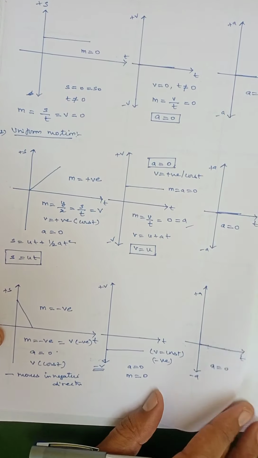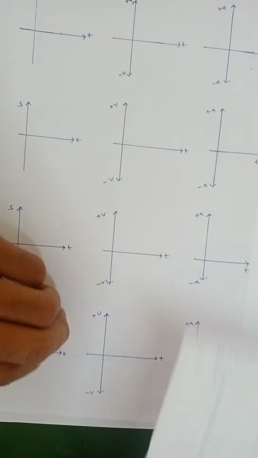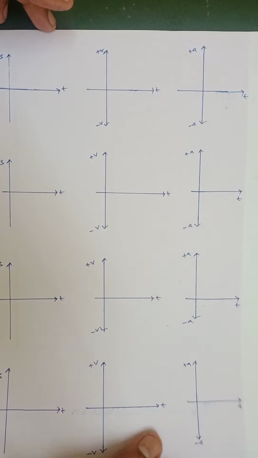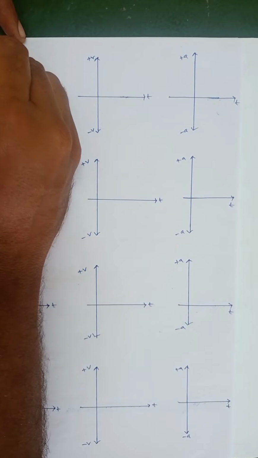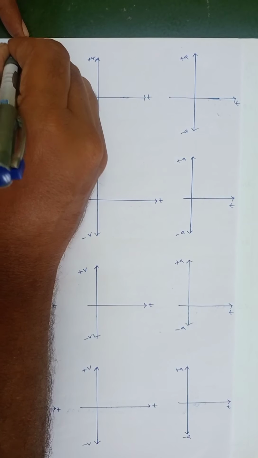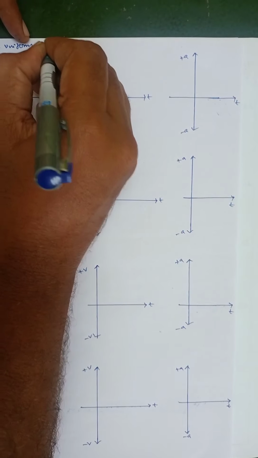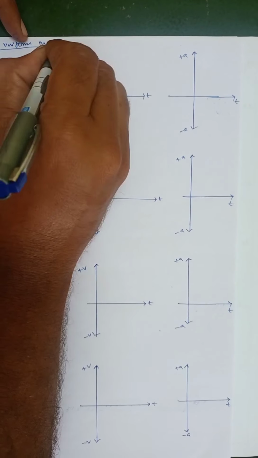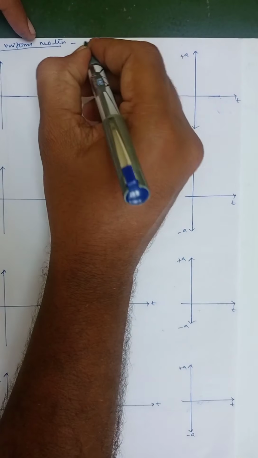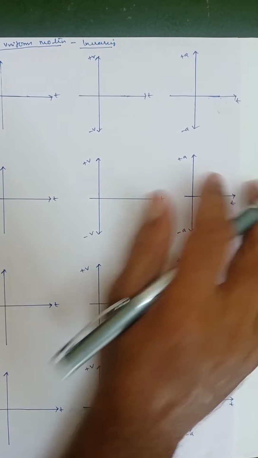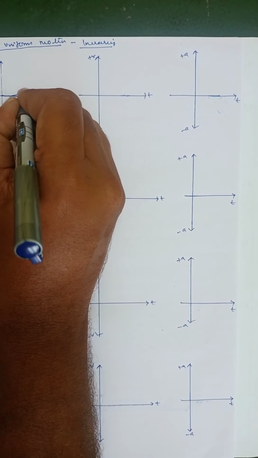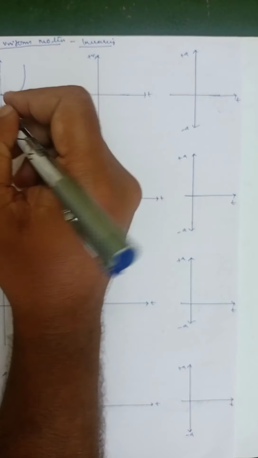For the next graph, for non-uniform motion, non-uniform motion, which describes increasing. What will be increased? Let us see. Okay, first the graph we are discussing like this parabola.